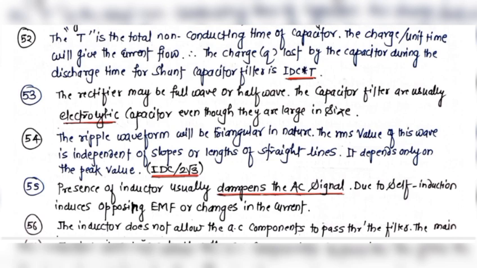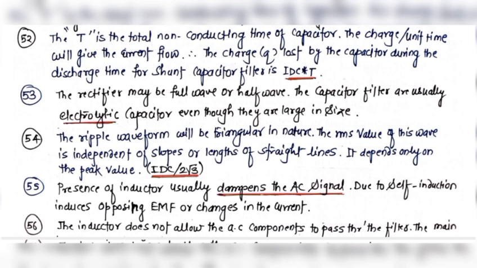The rectifier may be full wave or half wave. The capacitor filters are usually electrolytic capacitors, even though they are large in size. The ripple waveform will be triangular in nature. The RMS value of this wave is independent of the slopes or length of the straight lines. It depends only on the peak value, IDC upon 2 root 3.